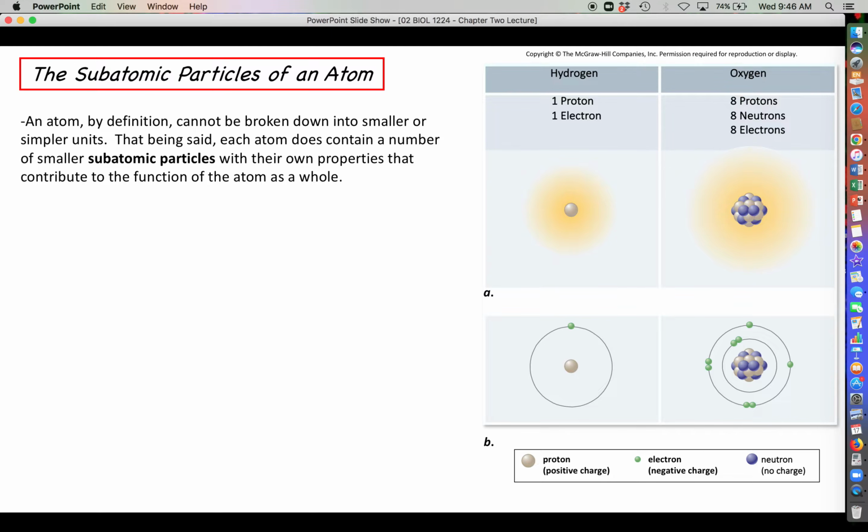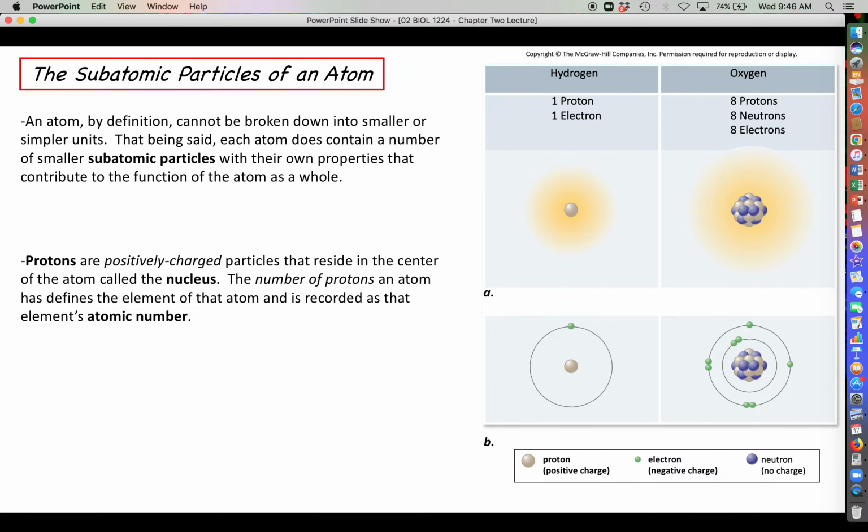Okay, so let's talk about atomic structure and function. So we said before that an atom, by its definition, really cannot be broken down into smaller and simpler units. That's why it was the bottom rung in the levels of organization that we talked about in Chapter 1. But with that being said, the atom does contain a number of smaller units, which are called subatomic particles. We can't break an atom and isolate these particles, but those particles are there. So these subatomic particles do have their own properties that are going to help contribute to the whole function of the atom at large. So there are 3 different types of subatomic particles.